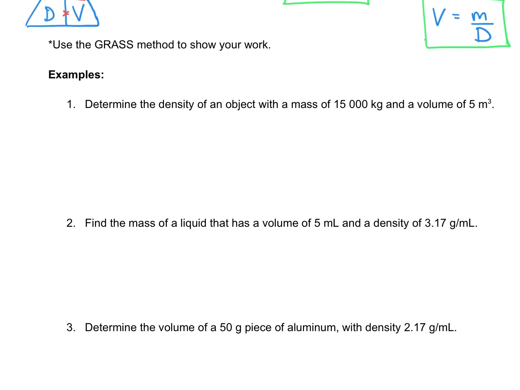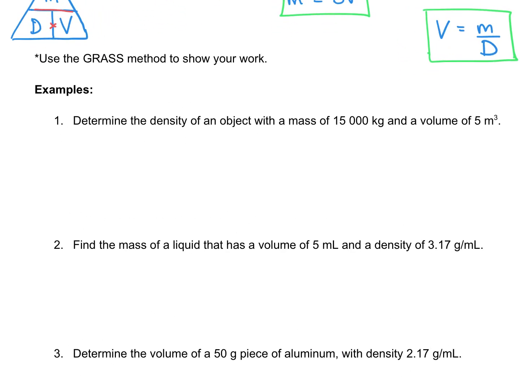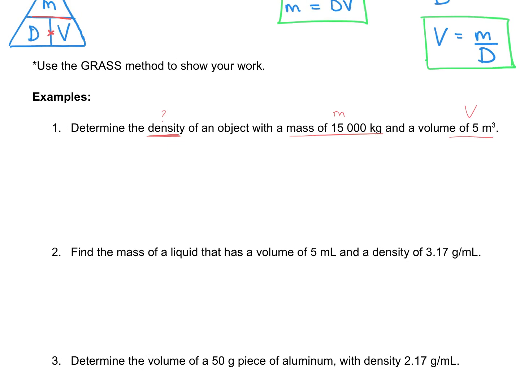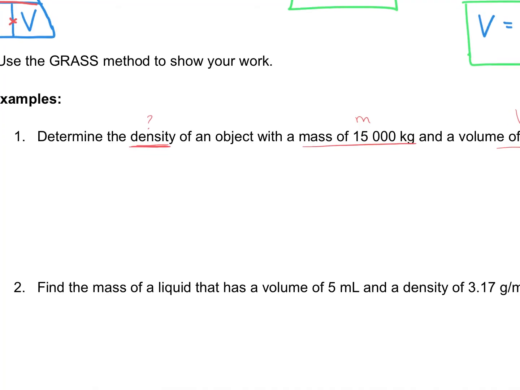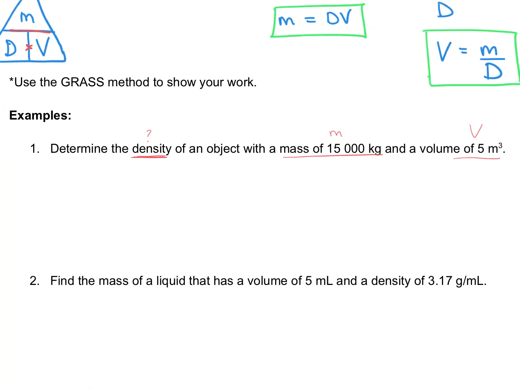So here I'm asking you in number 1 to determine the density. Okay, it always helps to notice what's happening here. They're asking us to find density. That's what I'm looking for. With a mass, we've got a mass here of 15,000 kilograms and a volume of 5 meters cubed.